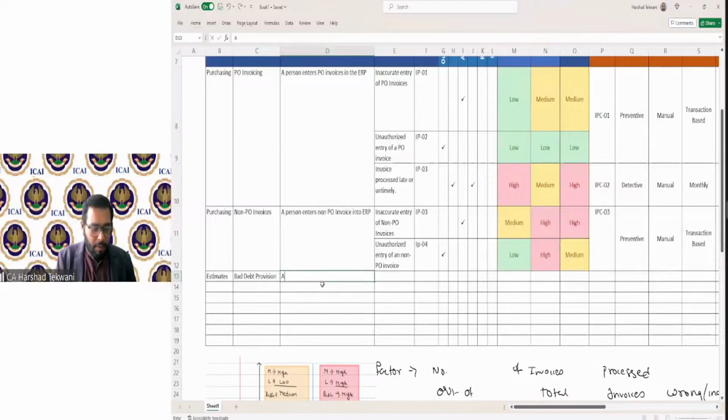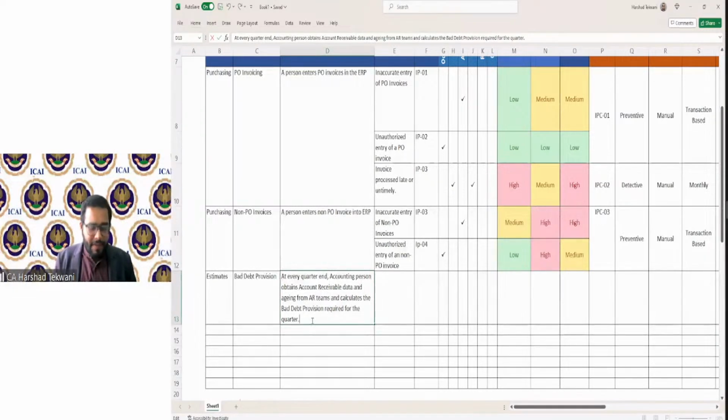So the process is at every month or quarter end, the accounting person obtains accounts receivable data and aging from the AR team, that is the accounts receivable team, and calculates the bad debt provision required for the quarter. So this is the process basically. Okay.